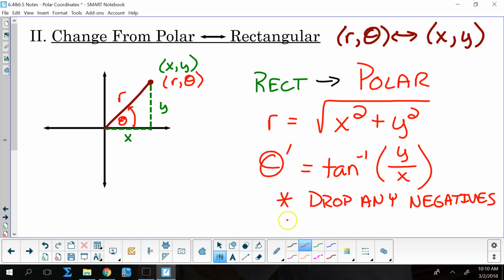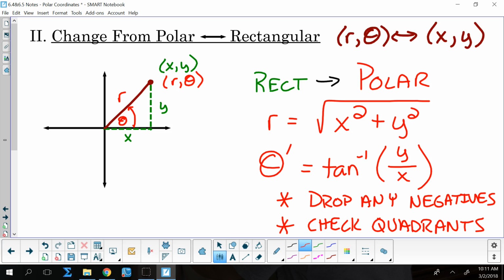Condition number 2 is we're going to check our quadrants too. Because if I'm in quadrant 2, I have to subtract my reference angle from 180 degrees. If I'm in quadrant 3, I've got to add my reference angle to 180 degrees. If I'm in quadrant 4, I've got to subtract it from 360 degrees.